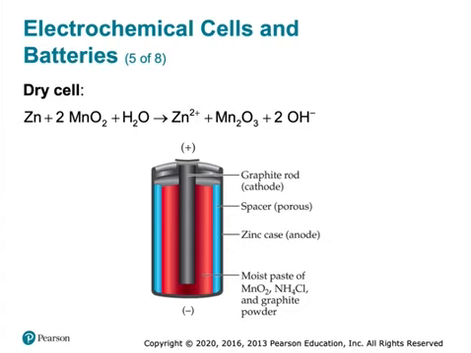Okay, so other types of battery. Here is a dry cell battery. We tend not to use dry cells as much anymore. We tend to use alkaline batteries, so the batteries you buy at the store tend to be alkaline batteries. They're similar, except the paste has potassium hydroxide in it as well.